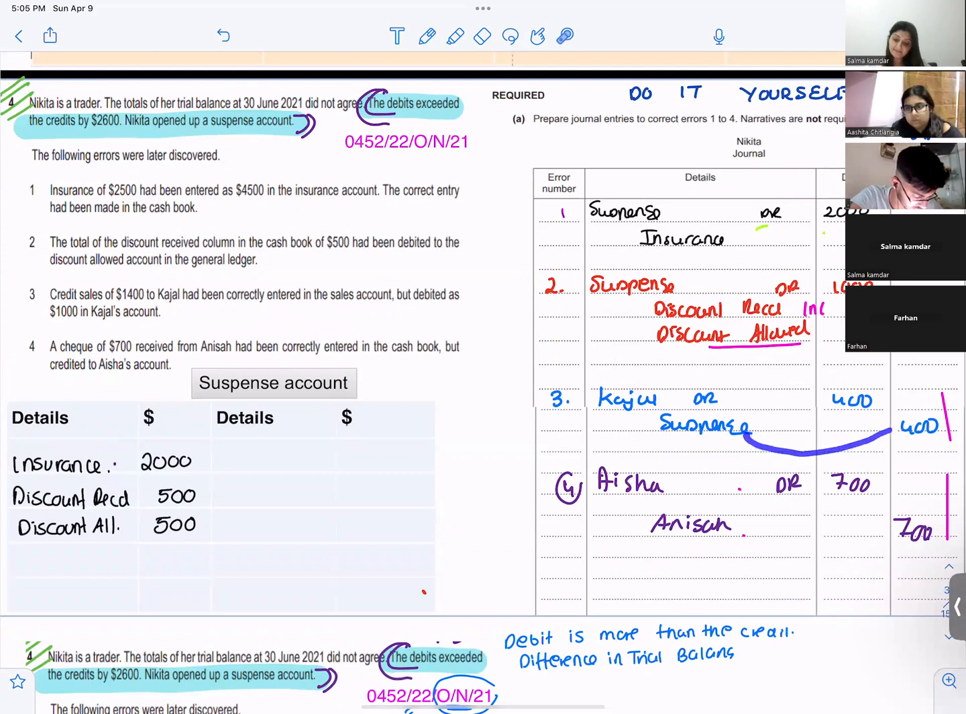Now over here, suspense is credit. So on the credit side of your suspense account, what will you write? Kajal.